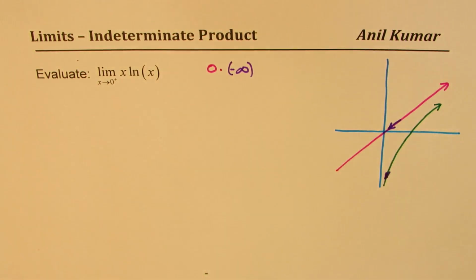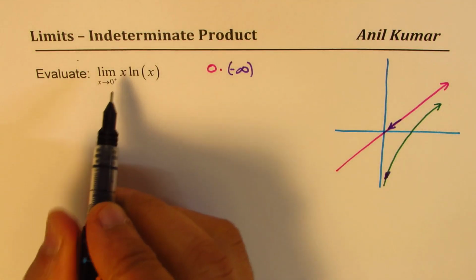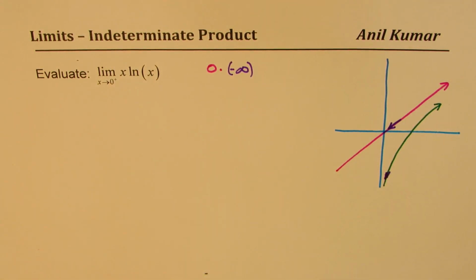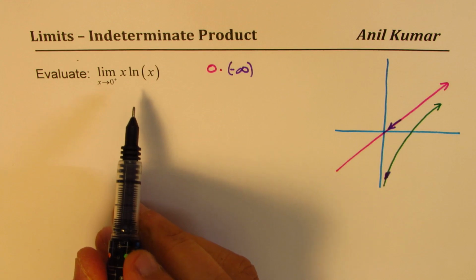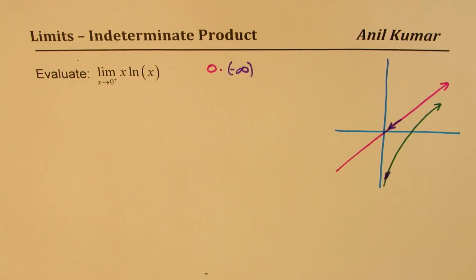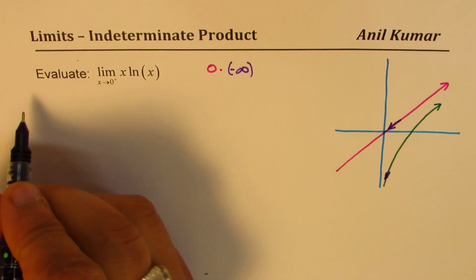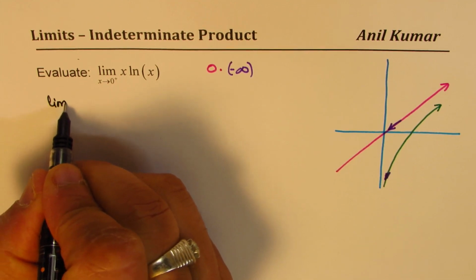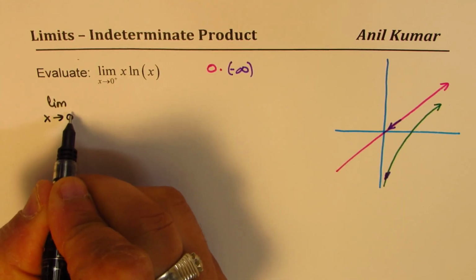So again, it is an indeterminate product which we need to deal with. As we summarized earlier, we have to convert this into a rational type of function. I shouldn't really call it a rational function, but one over the other, right? So we'll begin with the limit as such, and we'll reorganize.